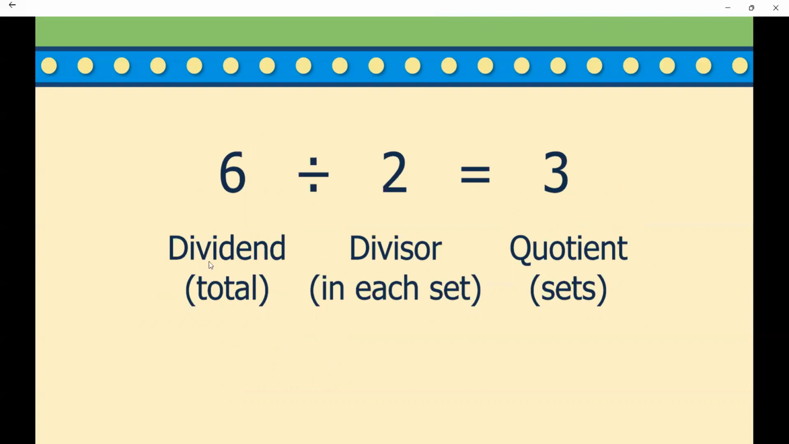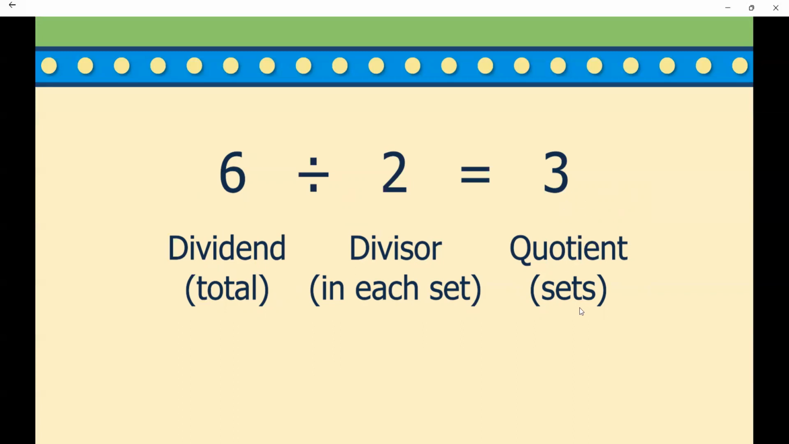Okay, moving on. We are looking at the terms of our definition. Terms are like our vocabulary. So we have our dividend, our divisor, and our quotient. Our dividend is the total number that we are using to divide. It's a big number. Our divisor is how many sets, or how many are in each set, excuse me. And our quotient, which is our answer, tells us how many sets.